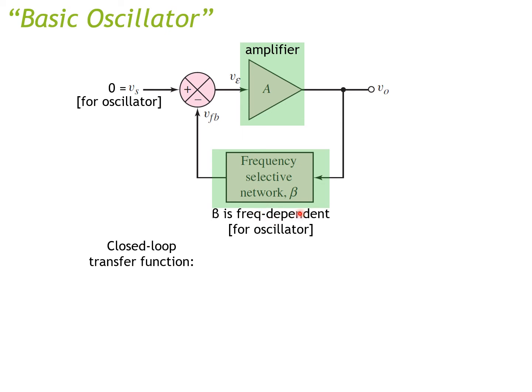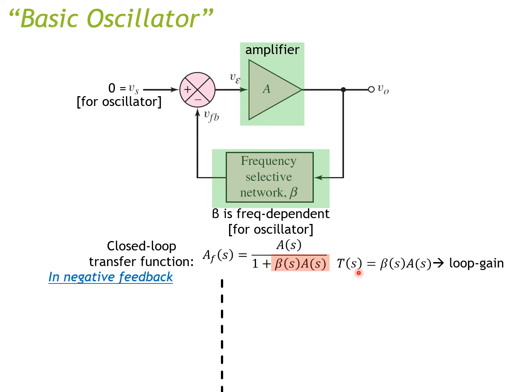So if beta now is a frequency dependent network, you will have your closed loop transfer function AF(s), which is frequency dependent, equal to the open loop gain A(s) over 1 plus beta(s)A(s). Okay, and this beta A term is your loop gain, and you can represent that as the term T(s).